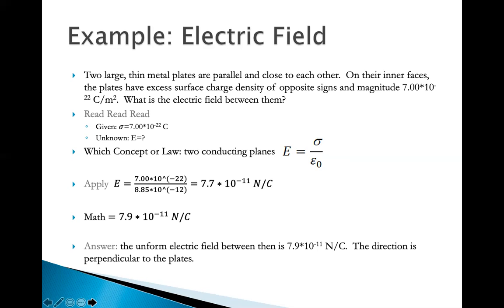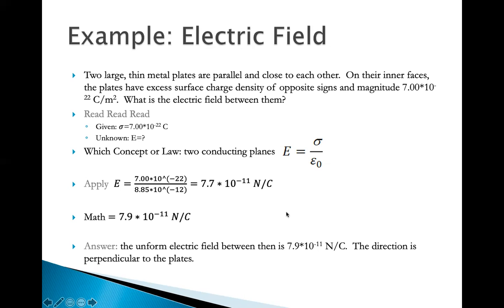So which concept or law is directly applicable to this? Although we just introduced electric potential, if you notice, what's given is the surface charge density. So we're going to use the equation for an electric field near a charged surface. Because it says on their interfaces, the plates have excess surface charge, and there's nothing on the outer surfaces, so the electric field goes out in one direction. So we use equation number 6 instead of 5, if you go back to review the previous summary.